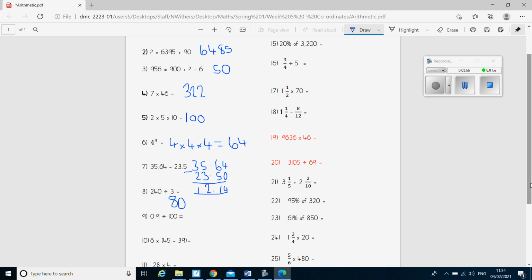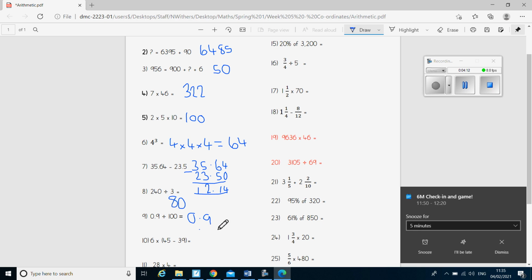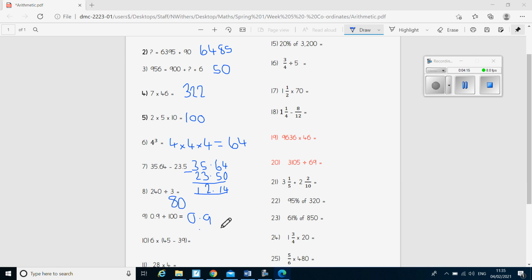Question 9, 0.9 divided by 100. Remember, when we're dividing something by 100, we move the digits 2 places. So 0.9, and I need to move each digit 2 places. So my 0 at the moment is in my ones column. It moves 1 place to my tens column, and 2 places it would move to my hundreds column. My 9 would end up in my thousands column. So I end up with the answer 0.009.